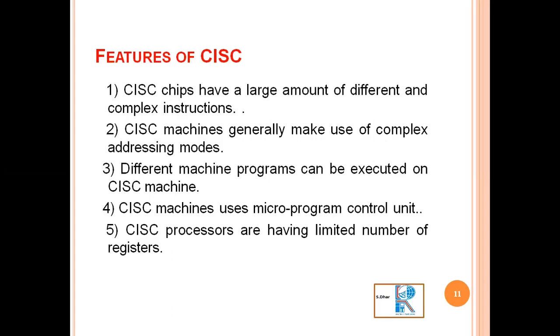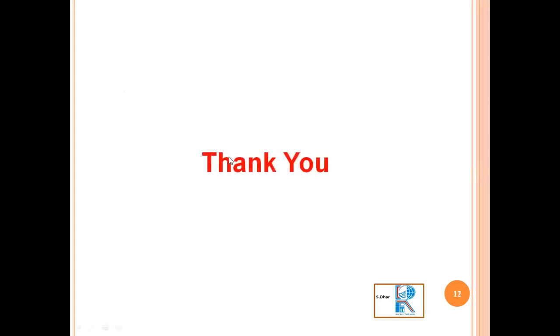Though in modern machines, there is some combination of RISC and CISC. Clear? So these are the features of RISC. You have to remember what RISC is, what CISC is, and what the difference between RISC and CISC is. It will be clear from this slide. Clear? So that's all for today, and here I stop.